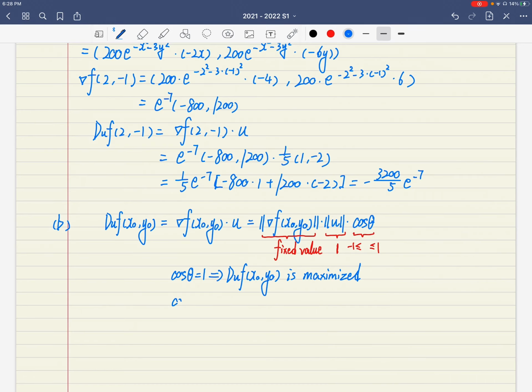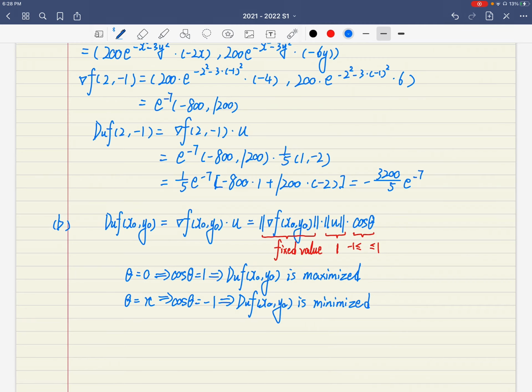And we know when cosine theta is -1, this directional derivative is minimized. When will cosine theta be 1? That's when theta is 0. When will cosine theta be -1? That's when theta is pi.